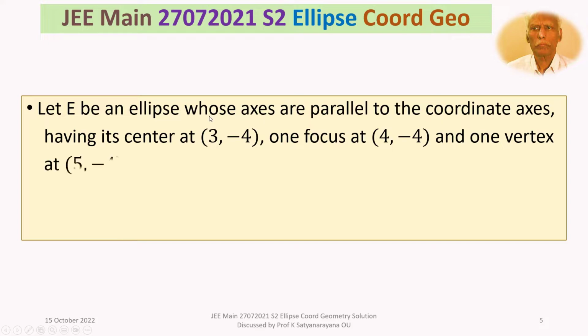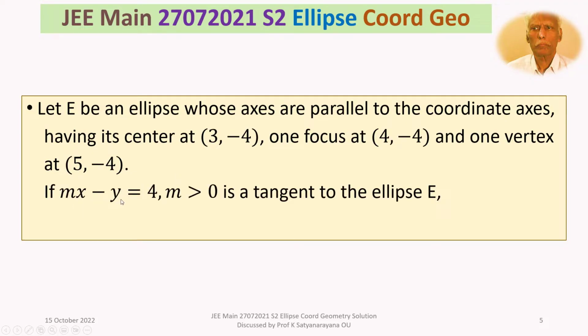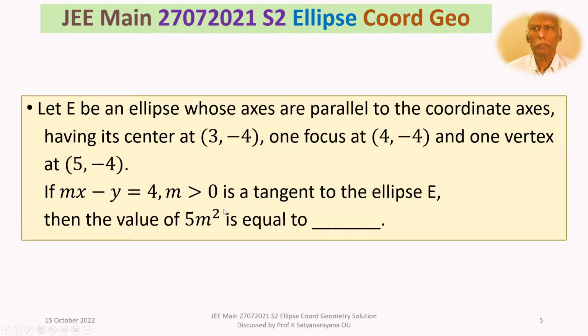the point with the coordinates (3, -4), one focus at (4, -4), and one vertex at (5, -4). If mx - y = 4, where m > 0, is a tangent to the ellipse E, then the value of 5m² is equal to. So we are given an ellipse with center at (3, -4), one focus at (4, -4), and one vertex at (5, -4).